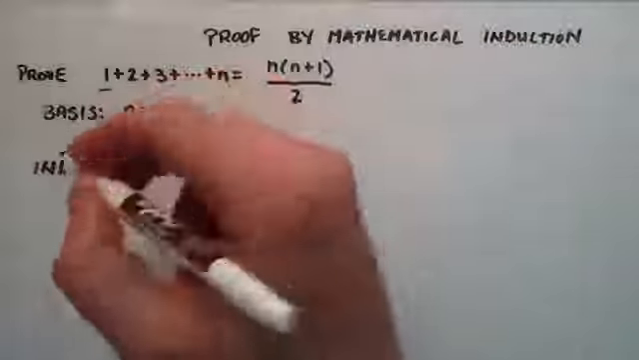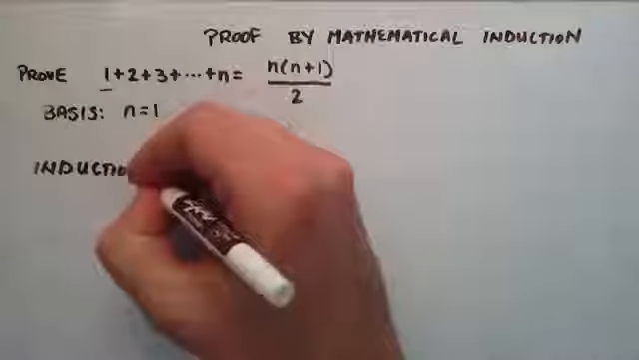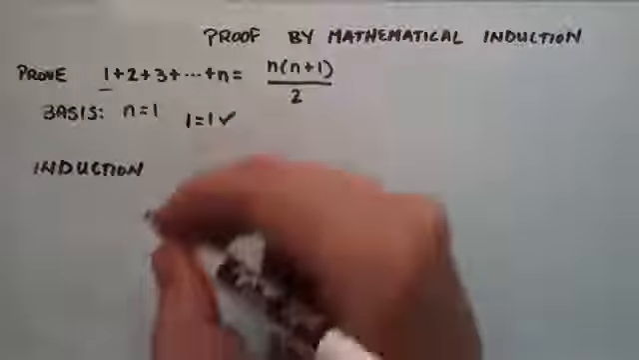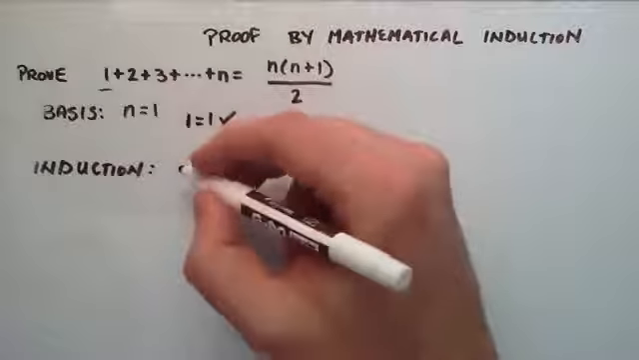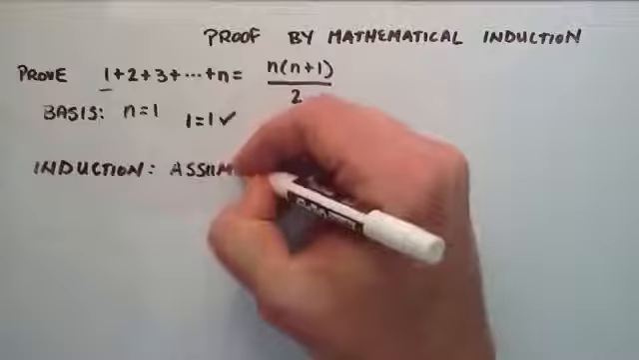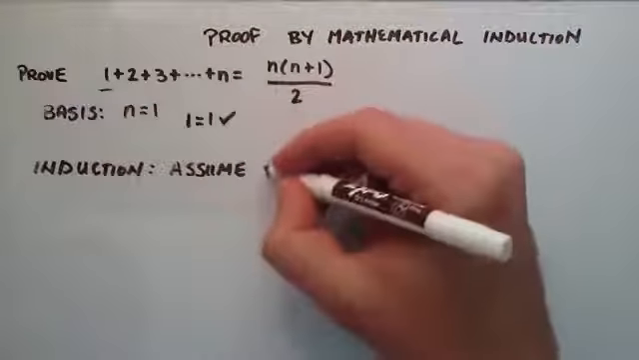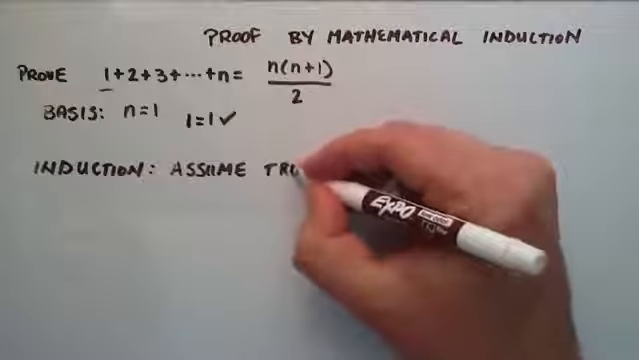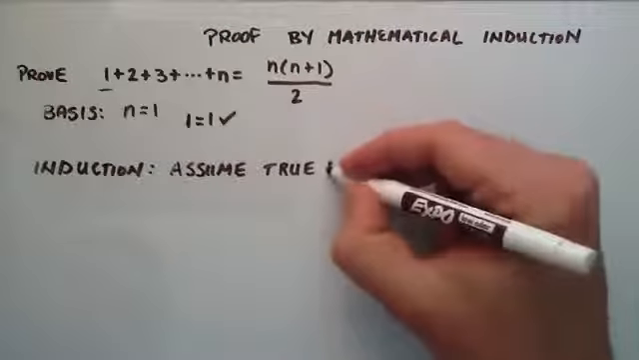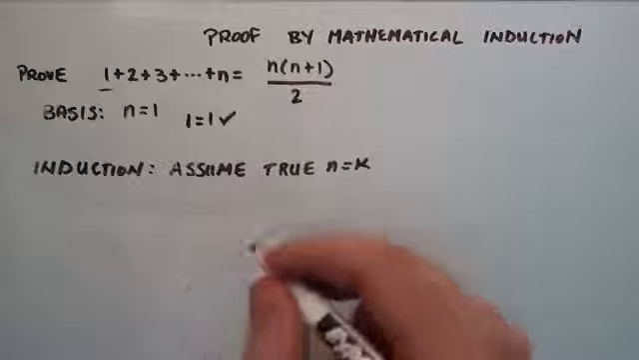So the next step is going to be the induction step. And basically what we're going to do with the induction step is we're going to do a couple things. We're basically just going to assume that this statement is true for some value n equals k. So we're going to assume that it's true for n equals k. And so let's go ahead and do that now.